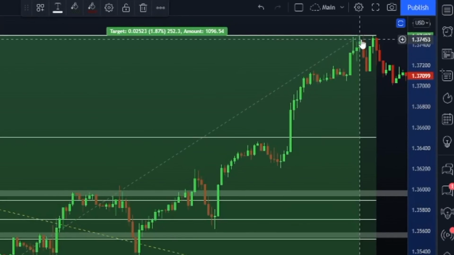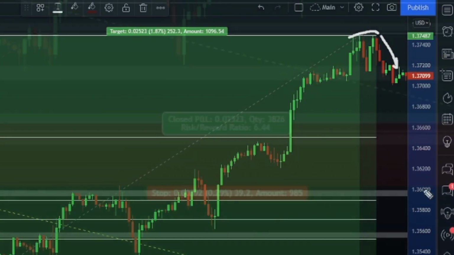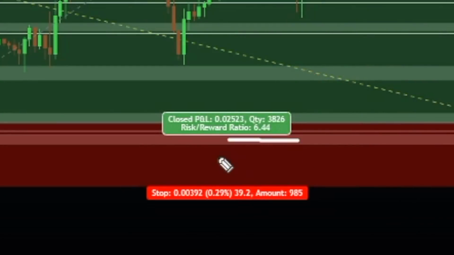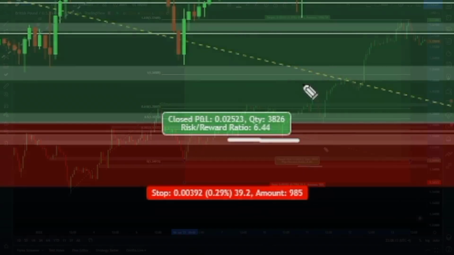We literally came all the way up to this level. We stopped on a dime and pulled back. It's amazing how this is happening in the markets. It really does happen more often than you think. And in this case, we got a 6-to-1, 6.44-to-1. That's an excellent risk to reward.